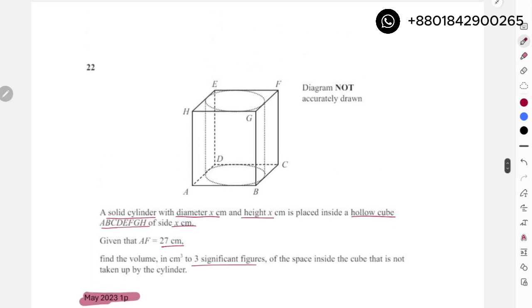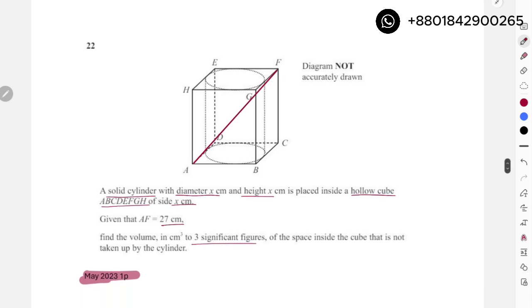That means you have to find the portion of the cube which is occupied by the cylinder, and then whatever is left inside that cube is the volume we need. So I'll first find the volume of the cylinder and the volume of the total cube, and then subtract them to find the leftover volume. One thing they have given is that AF was the length for x.